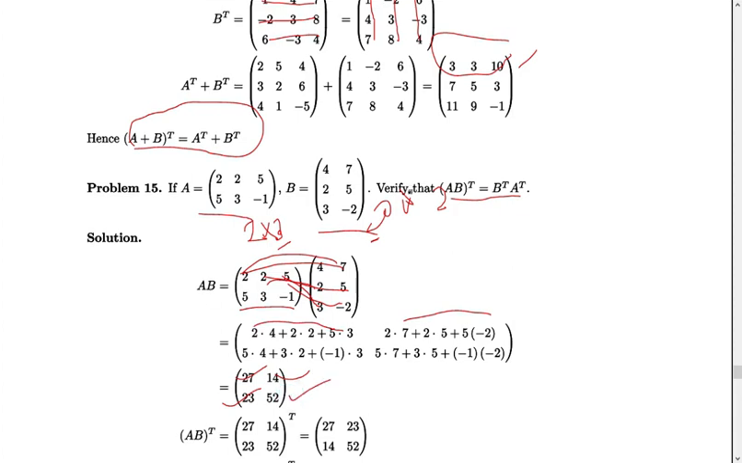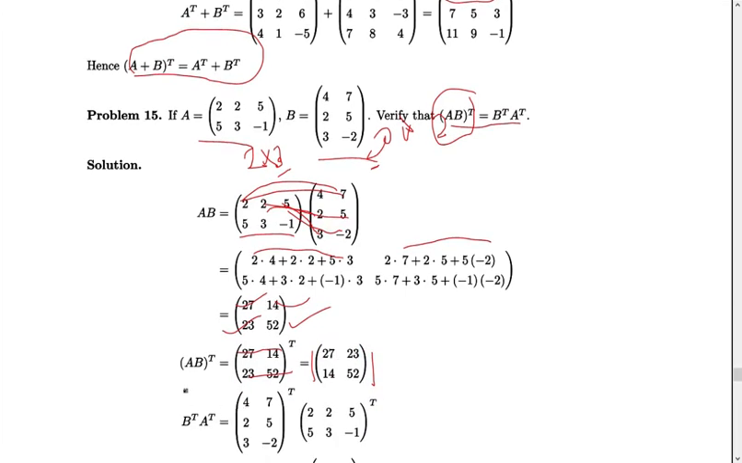So for AB, we are going to find the value of AB transpose. AB transpose is nothing but row becomes column, column becomes row. The first row becomes the first column, the second row becomes the second column. That's the (AB) whole transpose. We have to check that it satisfies this condition, that is, B transpose into A transpose. For that, first of all, we are going to find the value of B transpose.